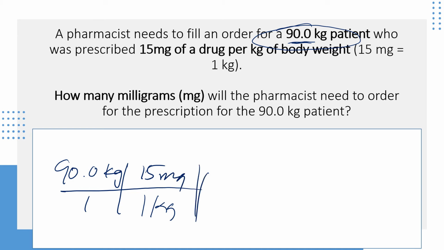So 90 times 15. This is the answer I have, 1350 milligrams. If you look, 90.0 has 3 sig figs, and my answer right here, it's 1, 2, 3 sig figs, because remember there's no decimal after the 0. So this is totally 3 sig figs, so we're good.